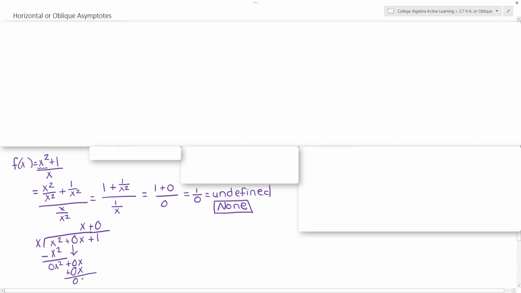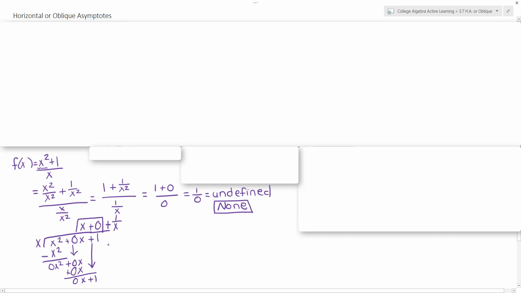And again, I'm just writing in the x to keep our placeholders lined up. I don't need to. I could just write 0 here. And then I go to bring down. And I'm trying to divide x into 1, and it does not divide into that. So that is our remainder. And so normally you would take your remainder and divide it by your divisor, which is x in this case. And so we're left with the quotient x plus 0, and with the remainder 1 over x.